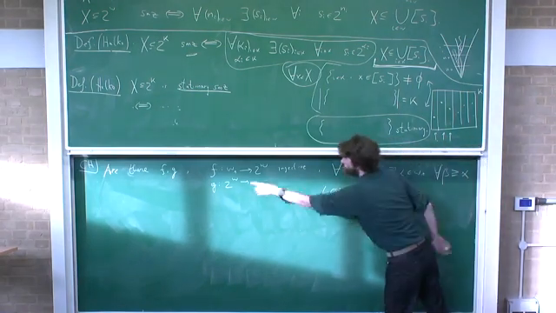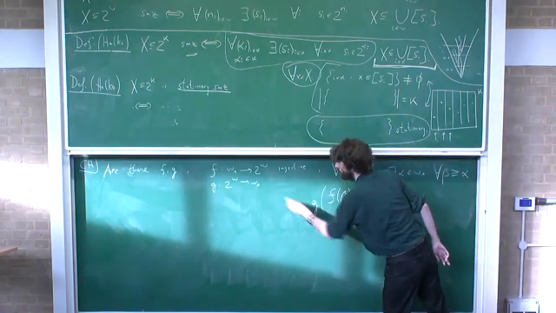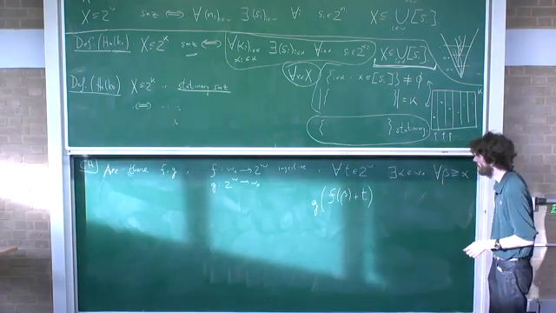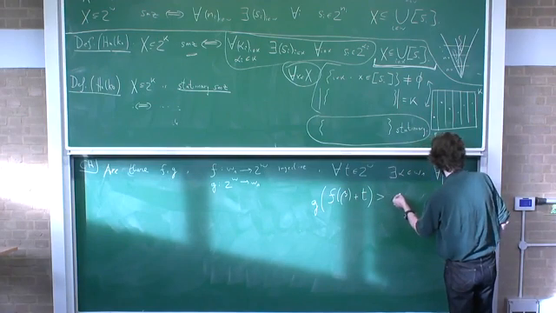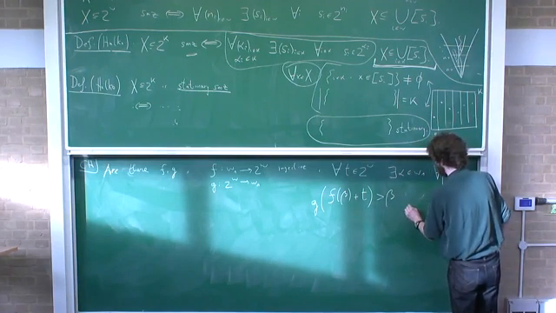Now I can use g to get back an ordinal in omega 1. And this should be much larger, at least larger than beta.